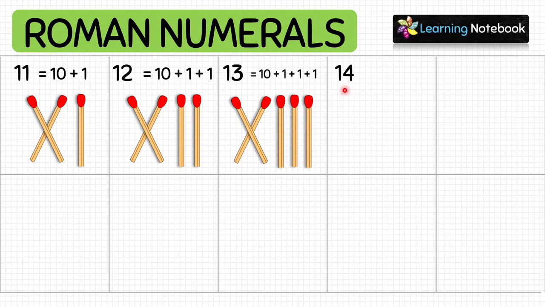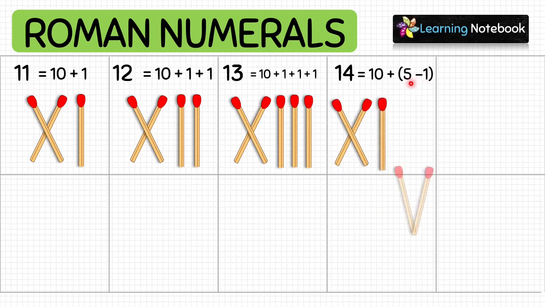Next, number 14. 14 can be written as 10 plus 4. And we know 4 can be written as 5 minus 1. So let's represent 10 by letter X. And then we will use IV. Because 4 is represented by IV. So XIV is the Roman numeral for number 14.